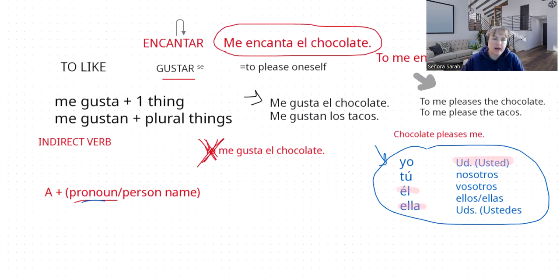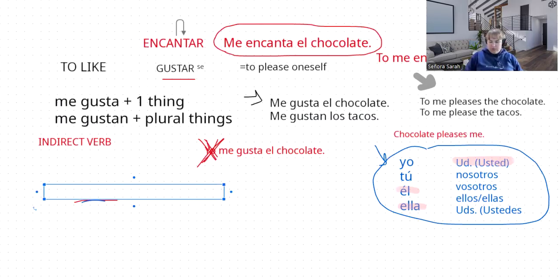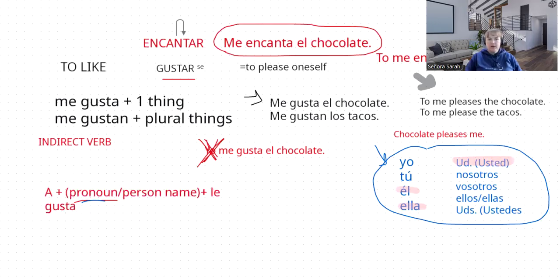Okay, so we're coming back. Here we go. And then we're going to go plus le. We're going to say gusta or gustan, just for one person. Okay. You see how you got this weird le in the middle? That's different. Again, that's a different verb setup. So let's talk about translating a couple sentences, okay?